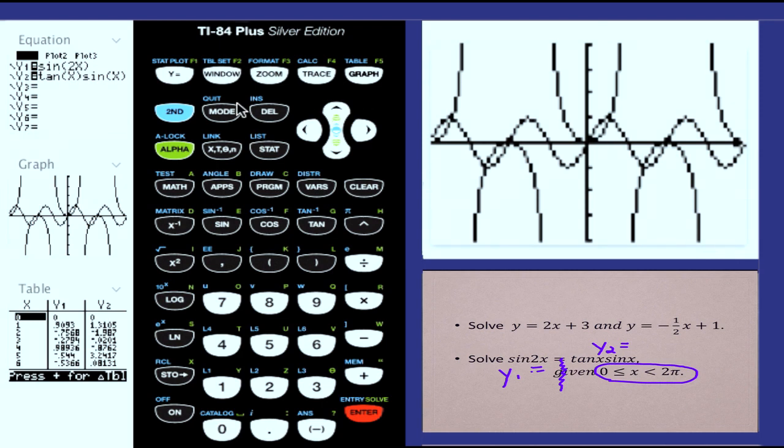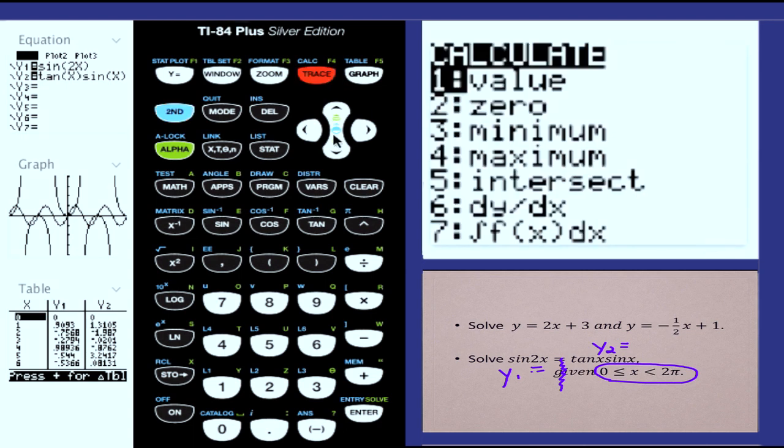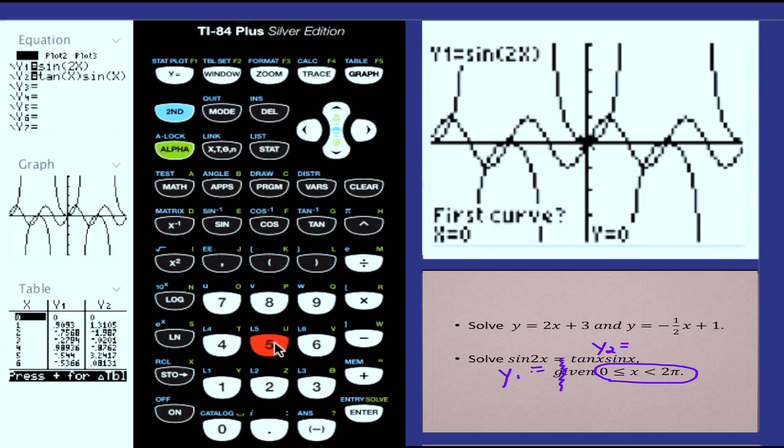So the way to do this is we're going to calculate. So you need to go to second and then trace, which in the blue you'll see that it says calculate. Remember that we're finding the intersection point. So we're going to go to number 5. Watch the directions on the screen. It says first curve. You know you're on the first curve by looking at the upper left-hand corner. It says y1 equals sine 2x. So we say yes by pressing enter.